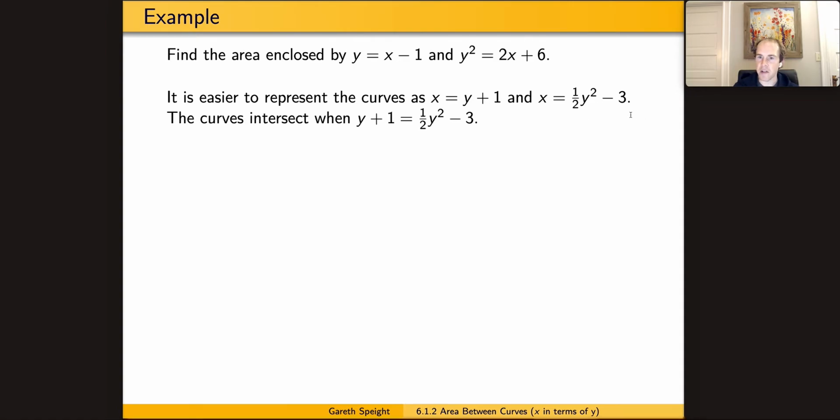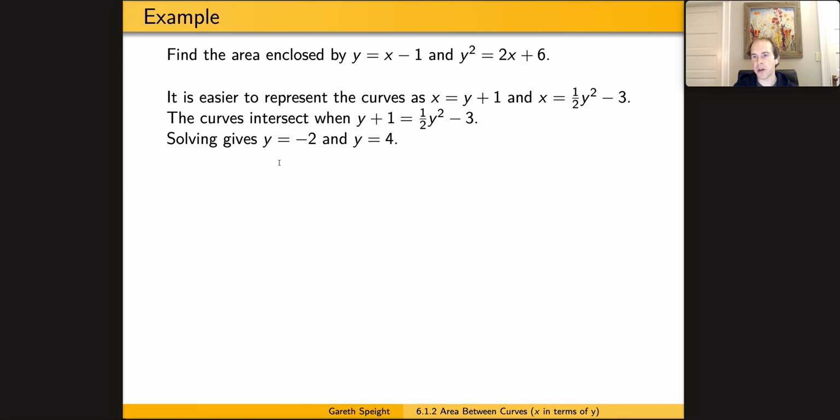Okay, and now we are supposed to find where they intersect. Since we were not specified limits, we have to find limits by finding intersection points. These curves are going to intersect when y plus 1 equals a half y squared minus 3, so when the curves agree. We can solve this quadratic equation, rearrange and factorize, which I'll skip over. That's going to give y equals minus 2 and y equals 4. So these are our limits for the integration.